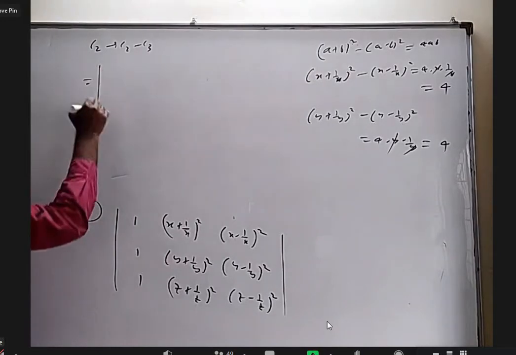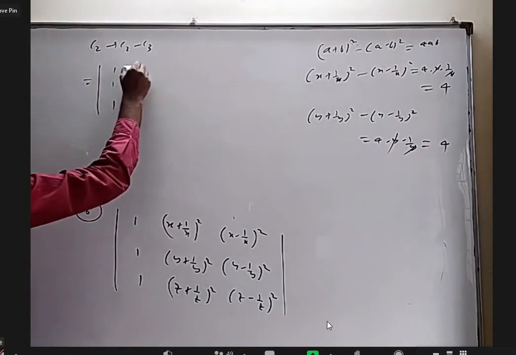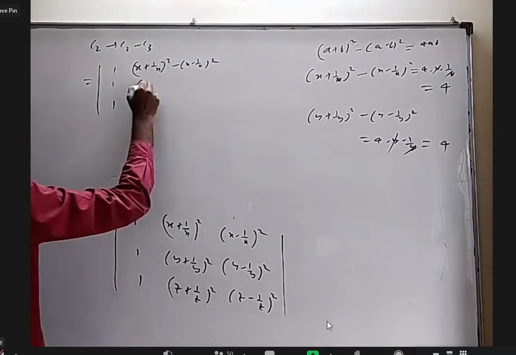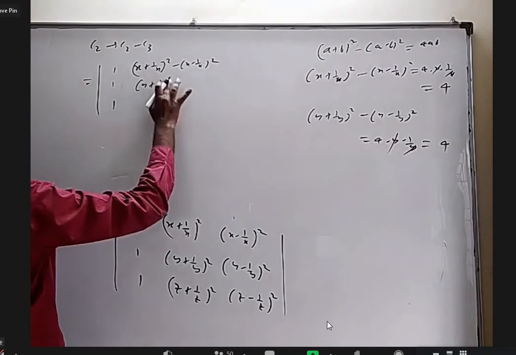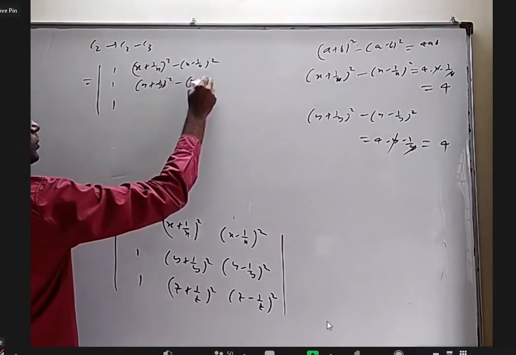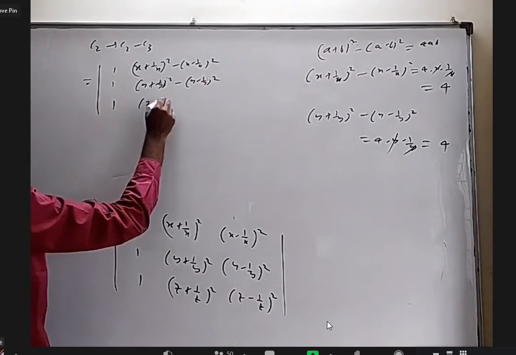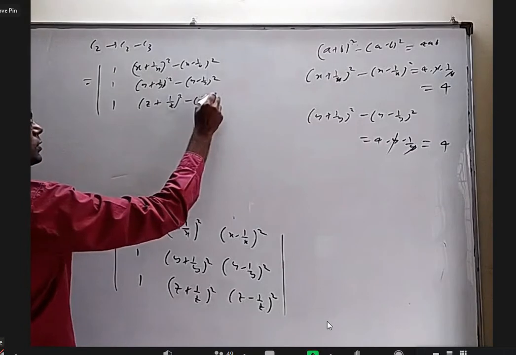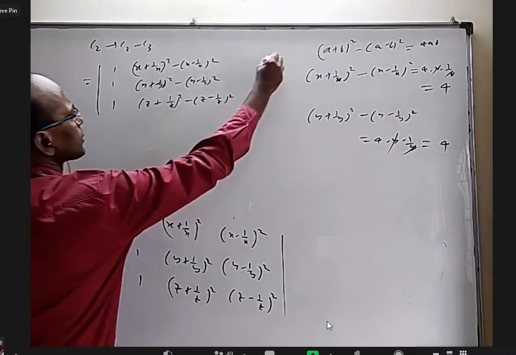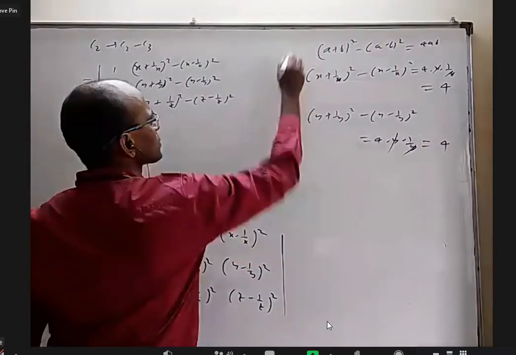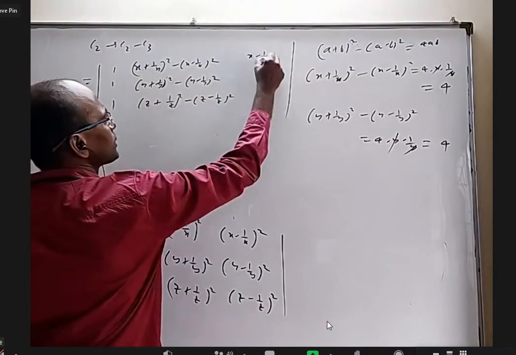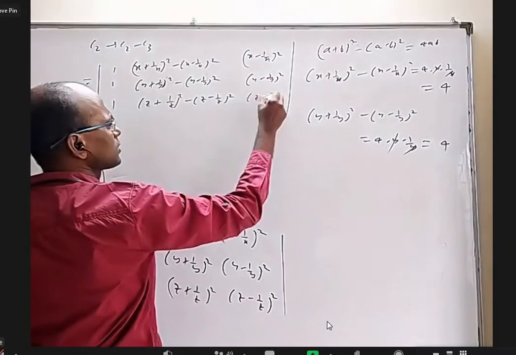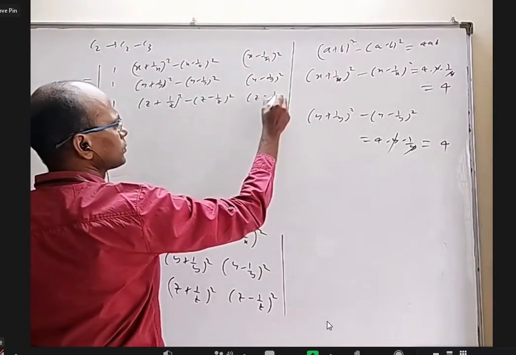That's all. Then the determinant is 1, 1, 1. If you want, you can write the step: (x plus 1 by x) whole square minus (x minus 1 by x) whole square, (y plus 1 by y) whole square minus (y minus 1 by y) whole square, and (z plus 1 by z) whole square minus (z minus 1 by z) whole square, and column 3 as it is: (x minus 1 by x) whole square, (y minus 1 by y) whole square, and (z minus 1 by z) whole square.